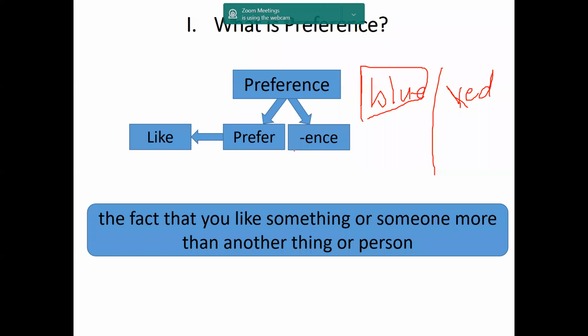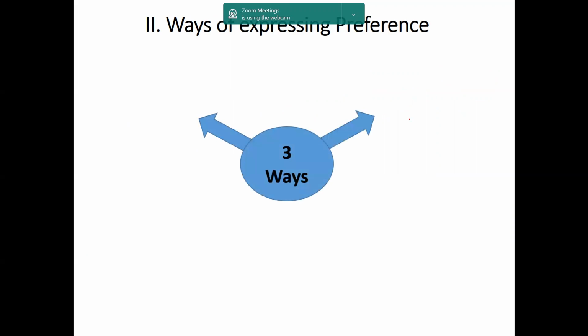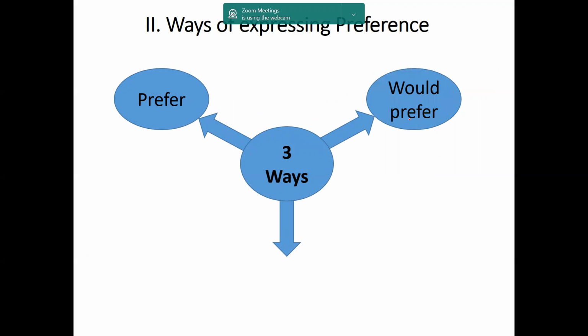Okay. Because the word prefer means the fact that you like something or someone more than another thing, because we have two or more things to compare. And then we choose only one, which is with the word prefer. Okay, so to talk about preference, we have 3 ways. So as you can see here, we have using the word prefer itself, using the word would prefer, and the last one using the word would rather. Okay, so let's see the form of the word prefer.